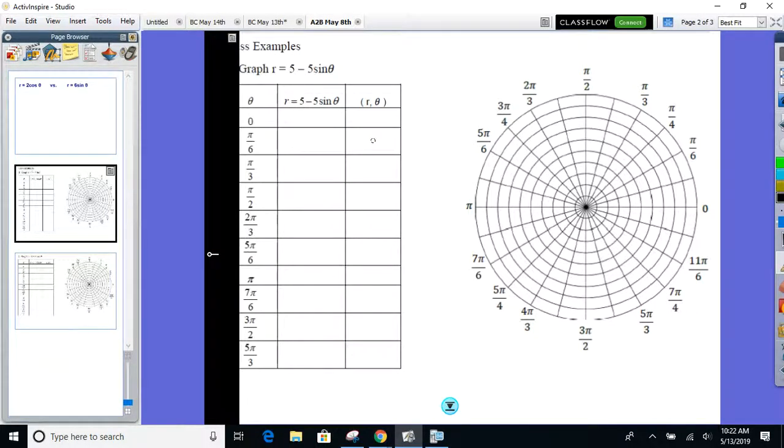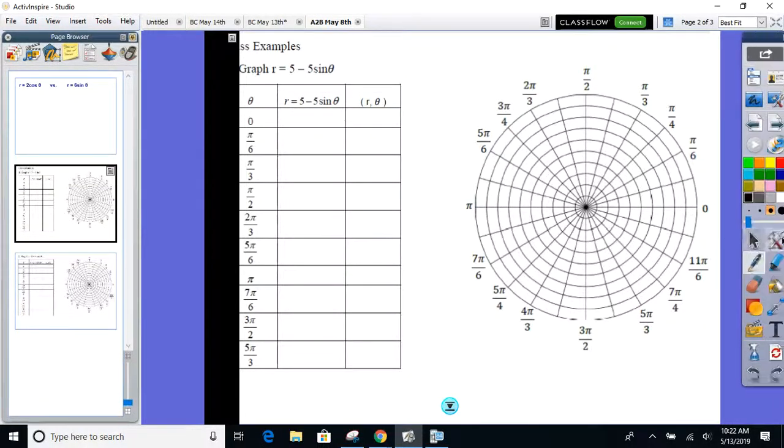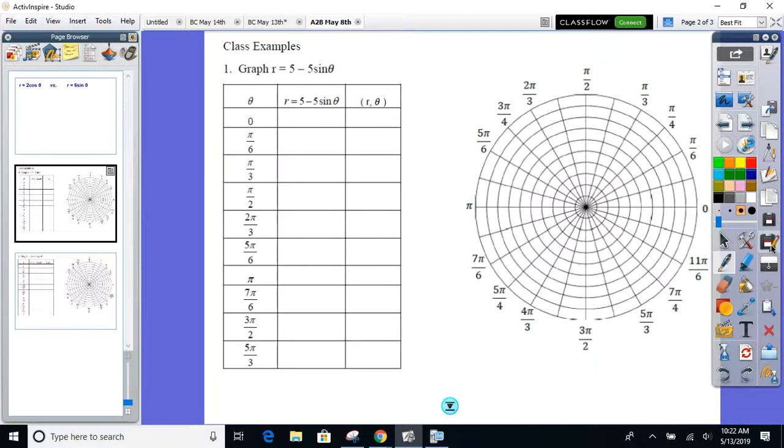Today, what happens when I throw a number out in front now? 5 minus, in this case, all right? You're going to see some beautiful graphs being made here, beautiful graphs. Same thing. To find the r value, I'm going to plug in the theta right now. So I'll do the first couple here with you.